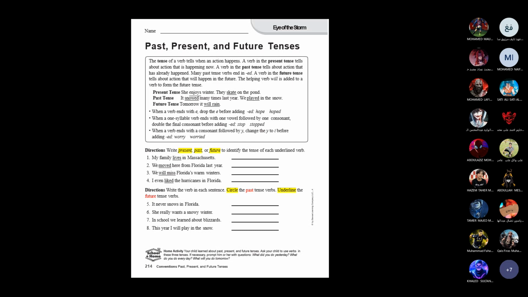Muhammad Lafi. Okay, very good, ya Muhammad. But you have to check the verbs. You've written here snows and wants and learned and will play. So you have to circle or underline. If you have a past form, circle. If you have a future, underline. So the verb learned here in number 7 is past, so you have to circle it. And the verb will play in number 8 is the future, so you have to underline it. This is very important, ya Muhammad, to know whether you understood or not. Same as Izz.